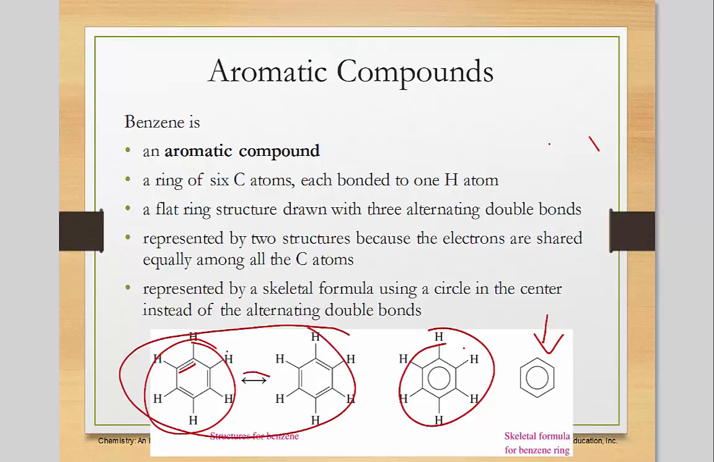Notice this double arrow. If you're looking at the double bonds closely, you can see that the double bond is here this time, but there's no double bond here. The double bond is here, but not here. This is saying that the electrons are going back and forth.